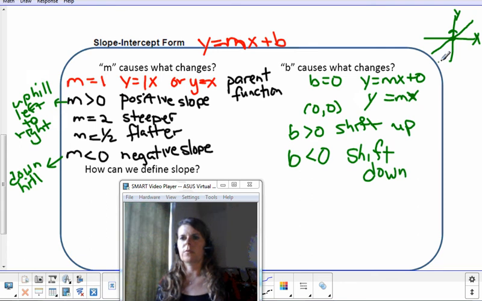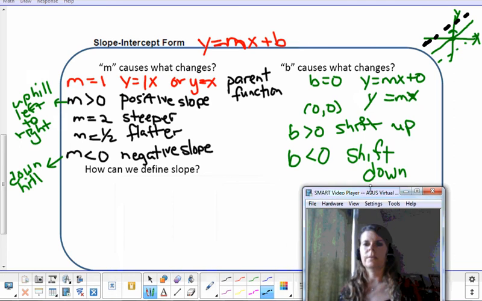So it would move down here. And if b was positive, it would shift up, like up here. Okay, and our b again is our y-intercept. It's where it crosses the y-axis.